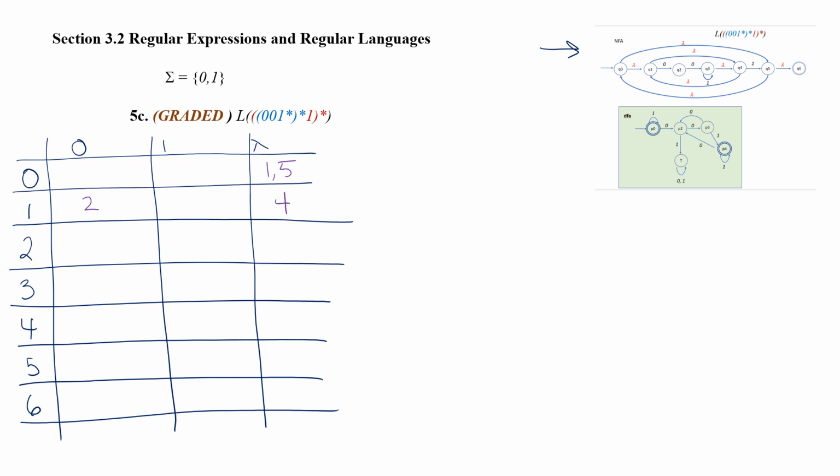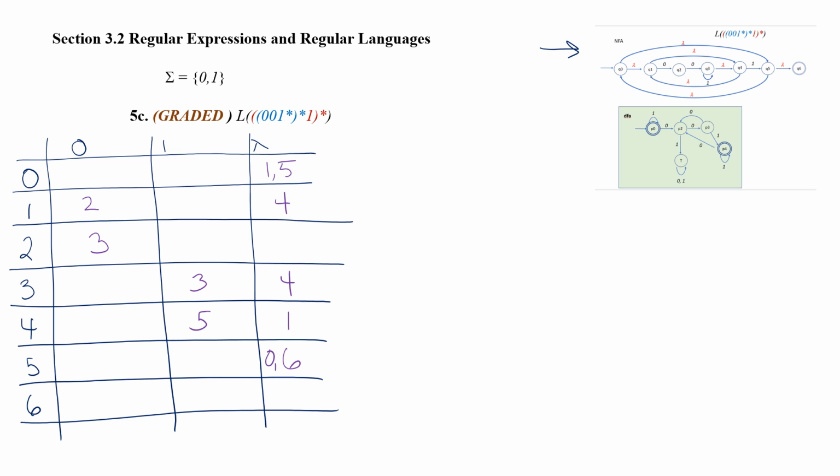From 2 with a 0, I go to 3. I think that's it. 3 with a 1, I go to 3. And with a lambda, I go to 4. 4 with a 1, I go to 5. And with a lambda, I go back to 1. And 5 with a lambda, I go to 6. And with a lambda, I also go to 0.